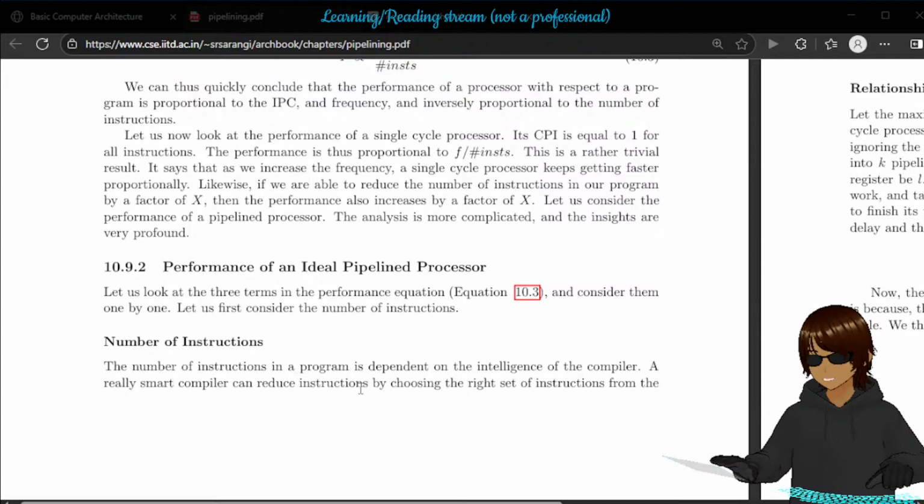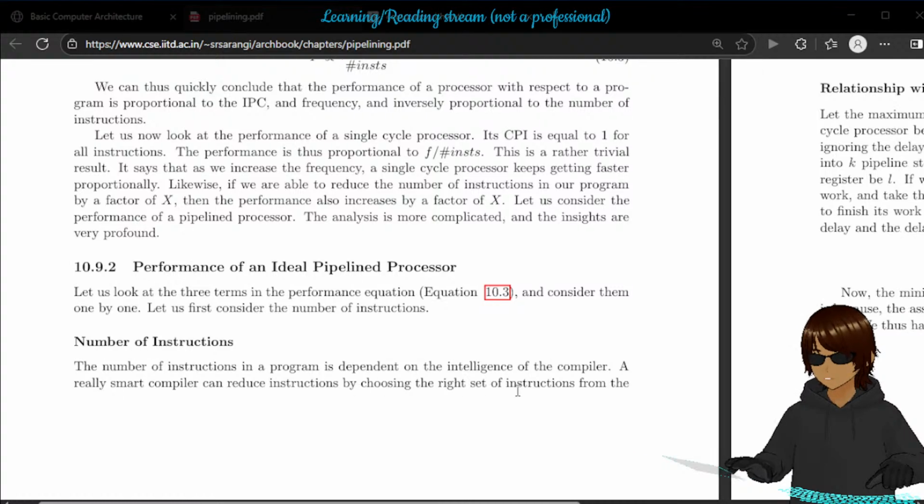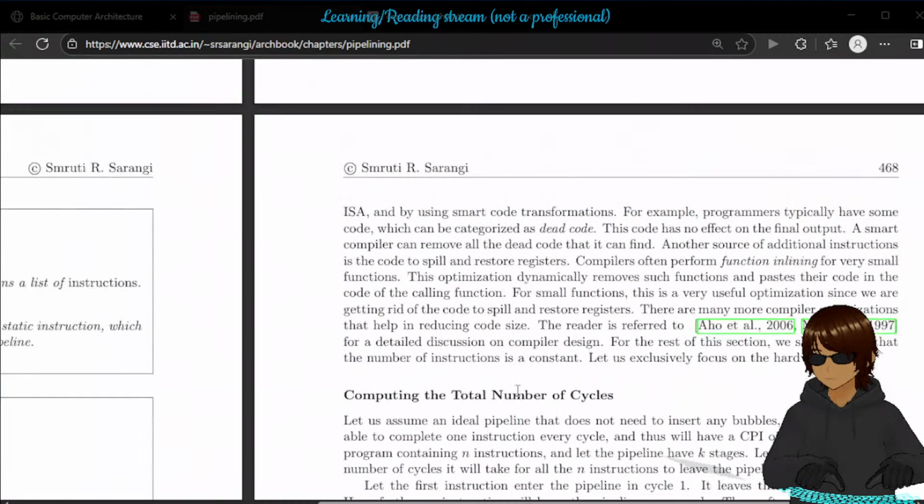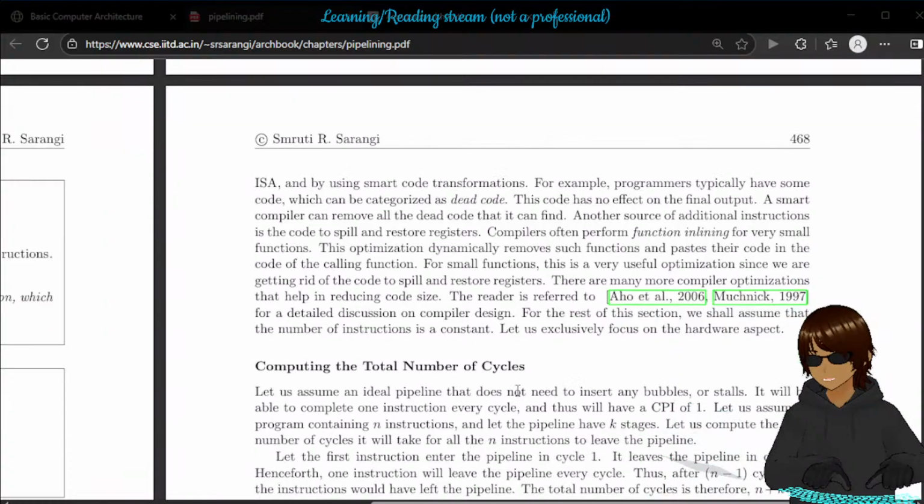The number of instructions in a program is dependent on the intelligence of a compiler. A smart compiler can reduce instructions by choosing the right set of instructions from the ISA and by using smart code transformations. For example, programmers typically have some code which can be categorized as dead code. This code has no effect on the final output. A smart compiler can remove all the dead code that it can find. Another source of additional instructions is the code to spill and restore registers.